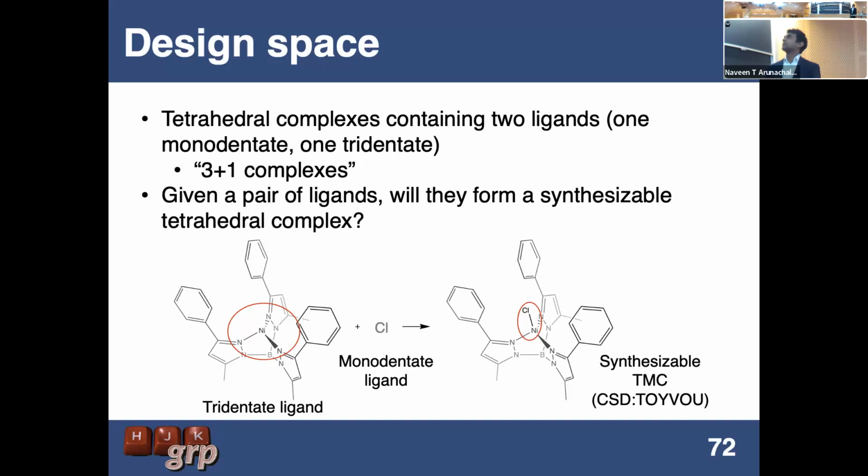On the left, we have a tridentate ligand attached to a nickel atom. We have a monodentate ligand, chloride, and this atom attaches to the nickel complex to form a tetrahedral complex. As you can see, the central nickel is surrounded by a tetrahedral cage of atoms.